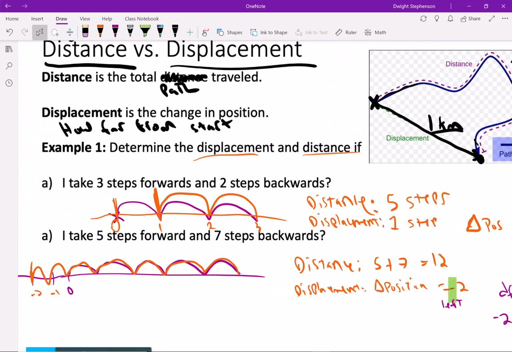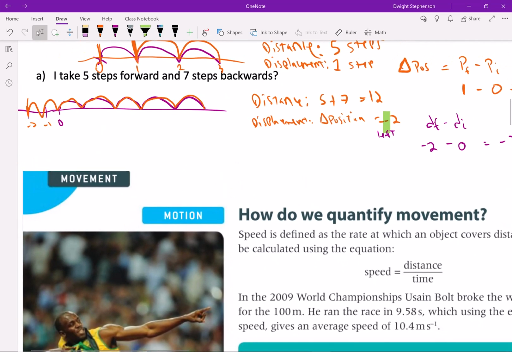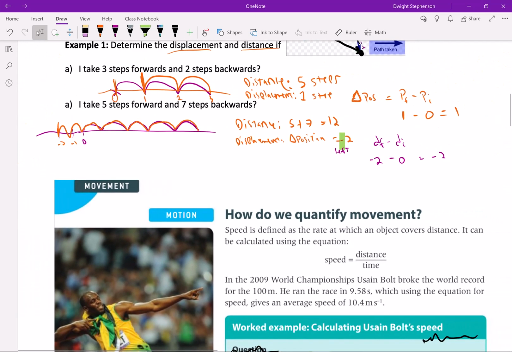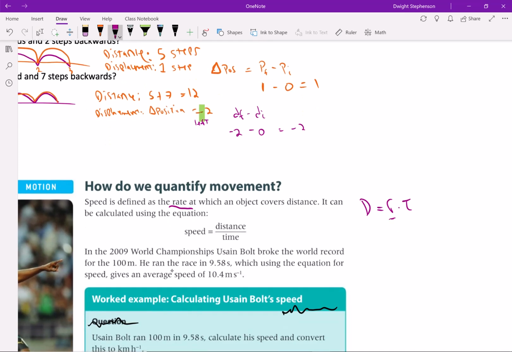And then the next thing we want to talk about is, okay, so that's just telling us where we are and how far we've gone. Another important part of quantifying motion is talking about speed, which is a rate, right? So it tells us the rate at which an object covers a distance. You may be familiar with the equation distance equals rate times time. This is true. The d is for displacement if the r is velocity. And you could solve this for your rate, and you would get the rate is the distance over the time. And that's what this is saying here, speed is distance over time, right?